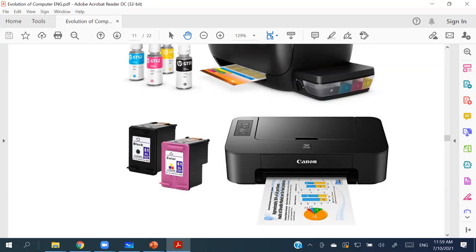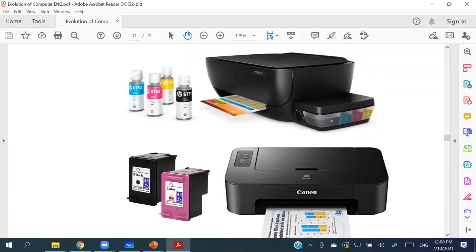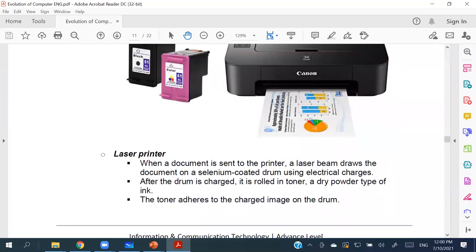Generally, if you take printouts for a month or so on an ink tank or inkjet or cartridge printer, there will be problems. But if you leave an ink tank idle for a month, it's going to cause you some problems, right? But nowadays there are small solutions available, but still some problems are there, right?